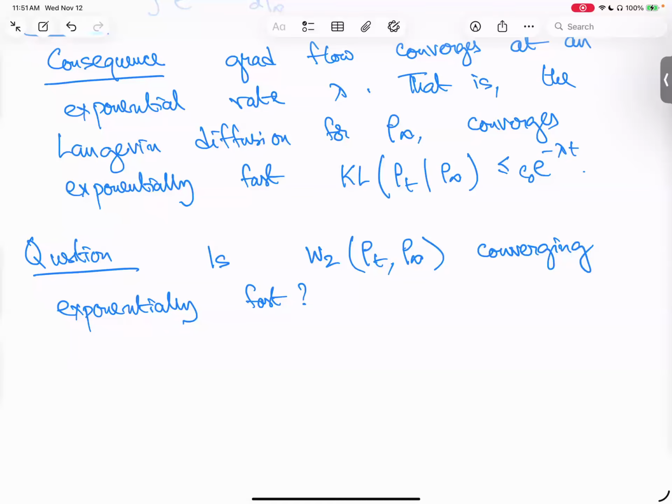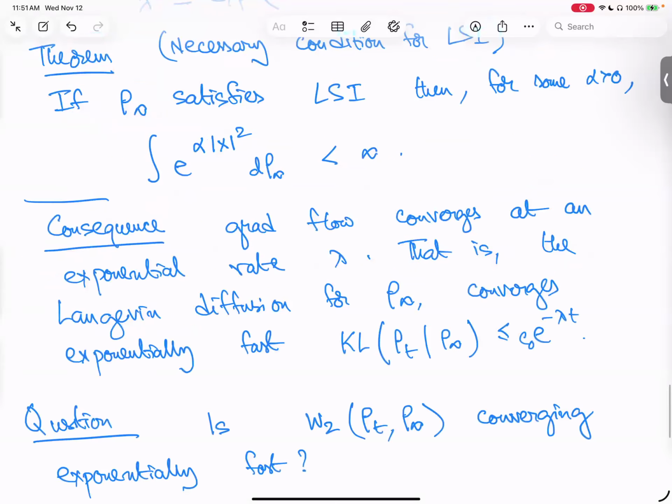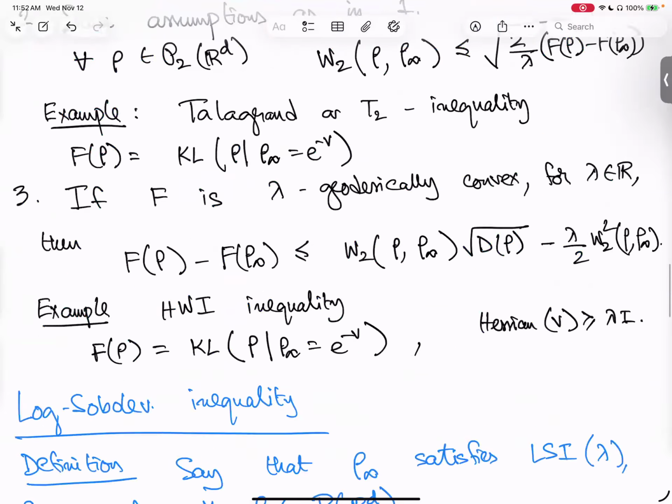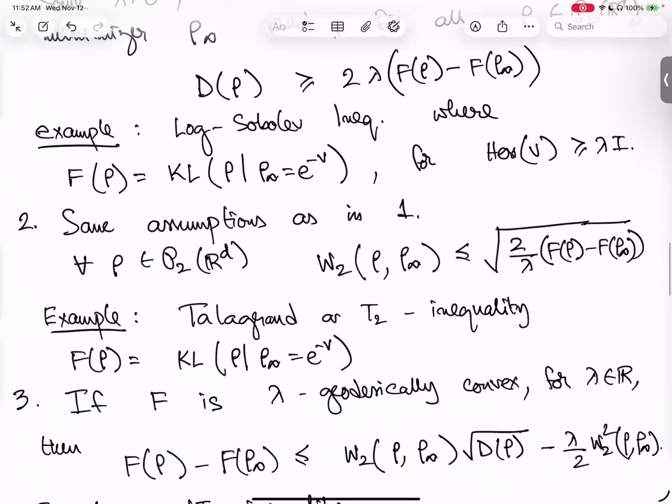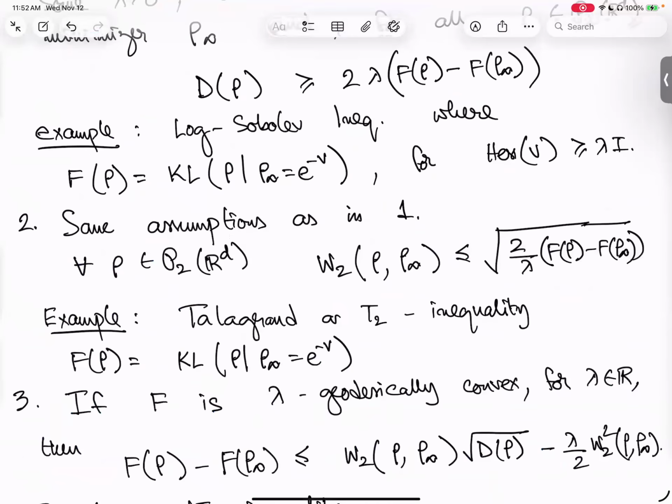Well, it would be nice if I could bound my W2 distance by the Kullback-Leibler and say Kullback-Leibler is converging exponentially fast, therefore W2 distance is also converging exponentially fast. When can I do that? Can I always do that? The answer is you cannot always do that, but you can do that when you satisfy Talagrand's inequality, which is the second theorem here. Right? The W2 distance is bounded by some square root of the function over which you're taking this gradient flow.